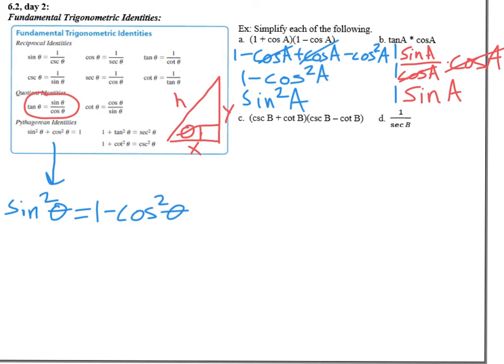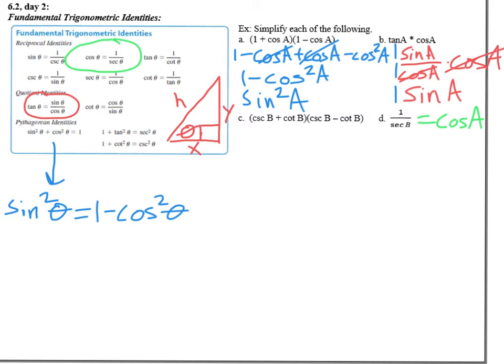Okay? I'm actually going to jump down and do part D, just because it's short and super simple. It's 1 over secant, right? That's a reciprocal. I mean, that matches this right here perfectly. That would be cosine.